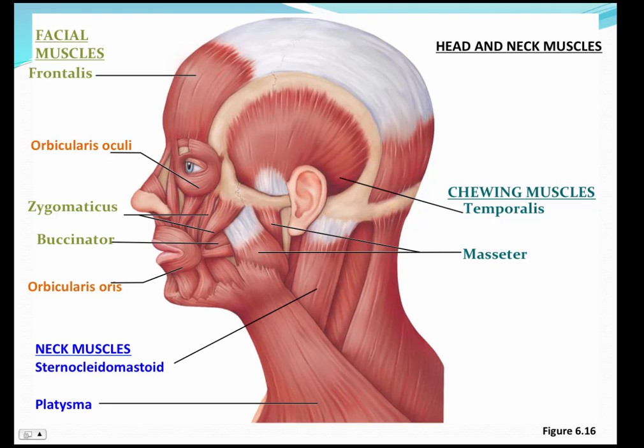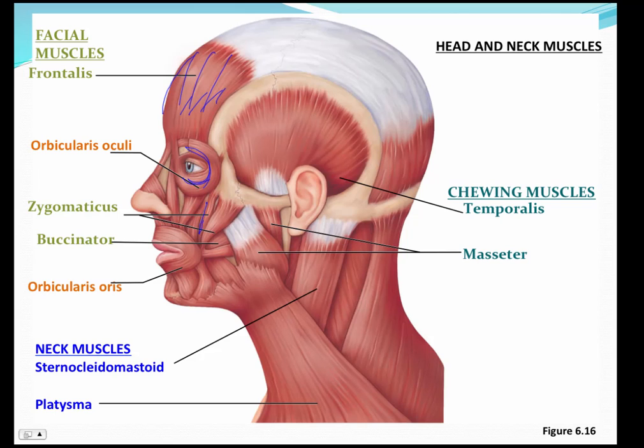Now we're going to take a look at the different types of head and neck muscles, starting here with our facial muscles, everything here in green. First we have the frontalis. The frontalis raises the eyebrows as it contracts. Next we have the orbicularis oculi, and this is going to close your eyes, and helps you also squint, blink, and wink your eyes, so all the movements of your eyes.